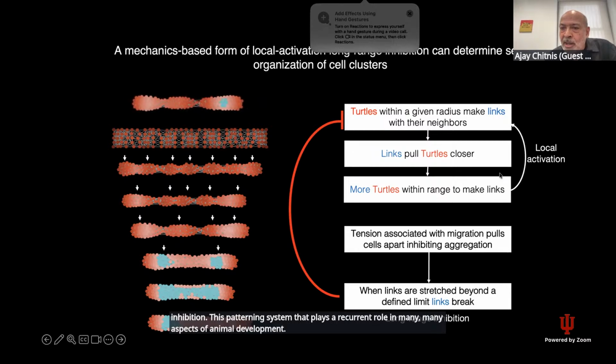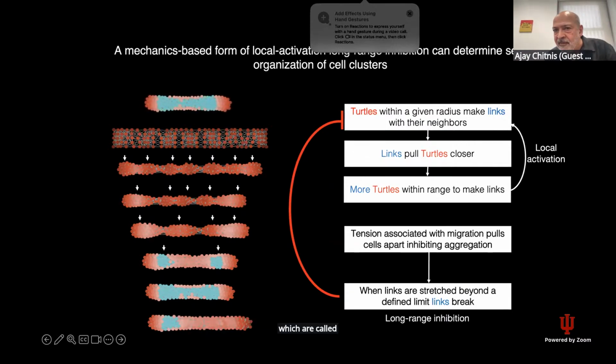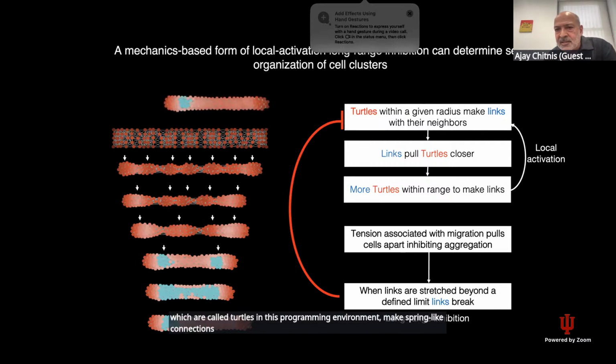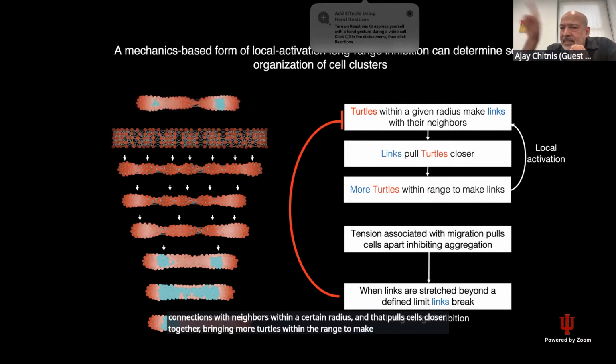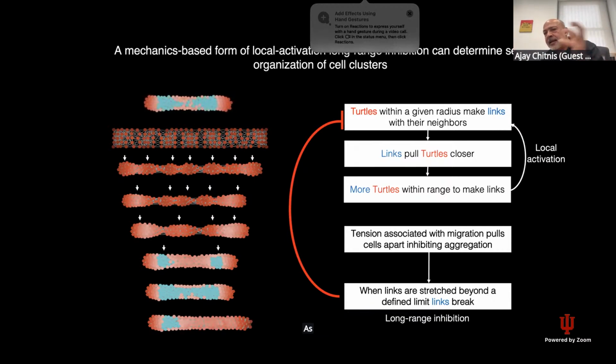So the local activation happens in this model because each of these cells, which are called turtles in this programming environment, make spring-like connections with neighbors within a certain radius, and that pulls cells closer together, bringing more turtles within the range to make links, and that becomes a self-promoting process as the clusters form and then coalesce to form bigger and bigger clusters.